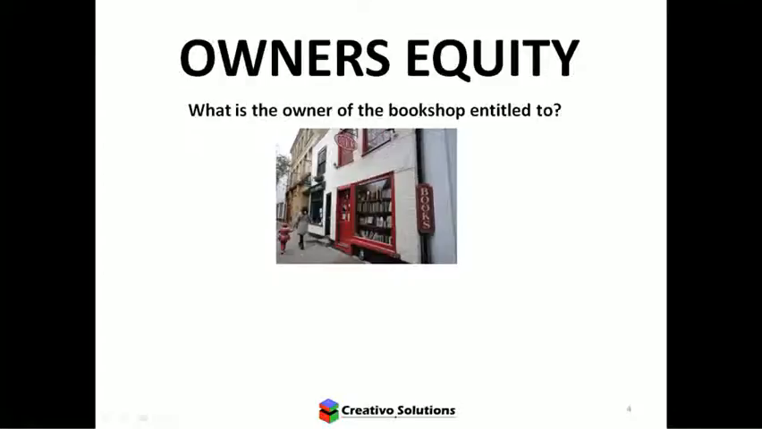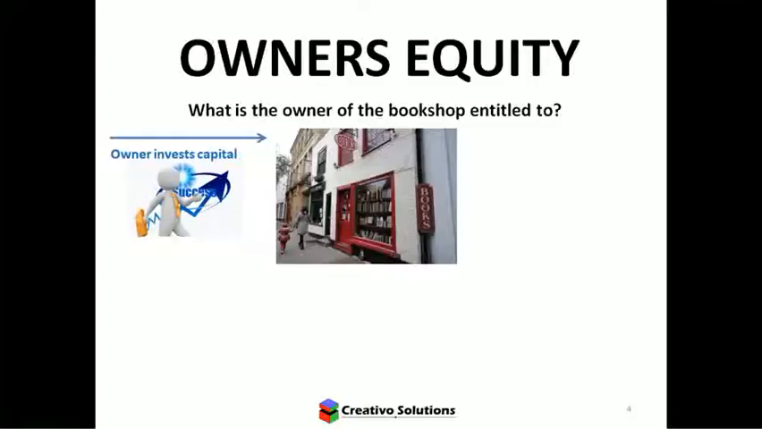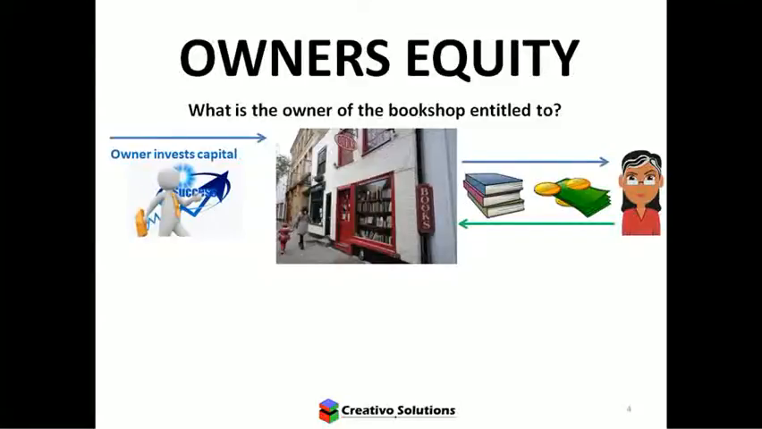Here's an example. What is the owner of the bookshop entitled to? We know that the bookshop is going to require an owner in order to start the business. If the business is going to start, it's going to require capital. All capital could be contributed during the life of the business. So the owner invests capital. Then we have customers coming to the business to buy books and to give the bookshop cash, and that creates transactions. So depending on how many transactions we've got, the business will either be very successful and they'll be generating a profit and hopefully they'll be performing. The owner then takes from the business and we call that drawings.